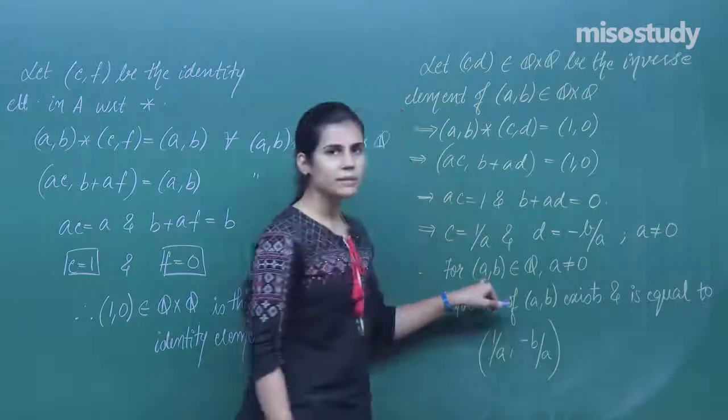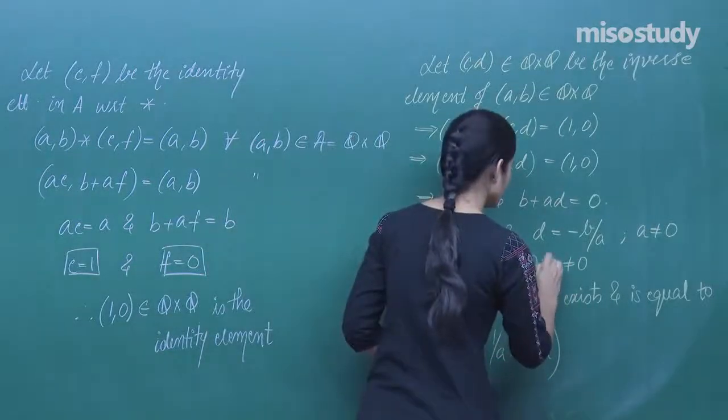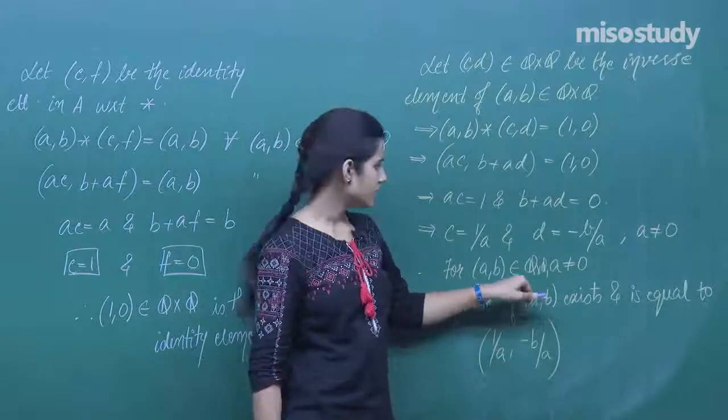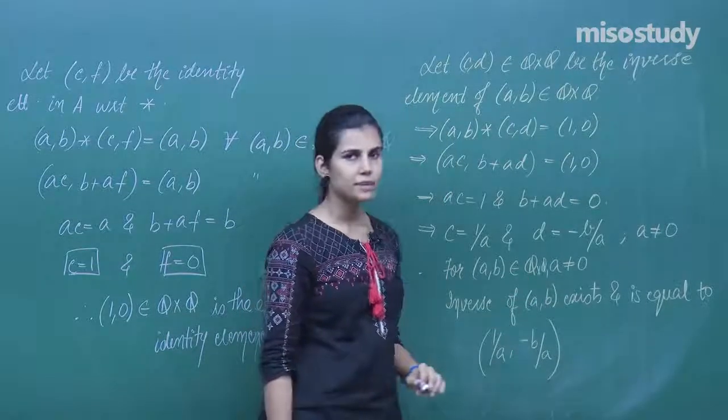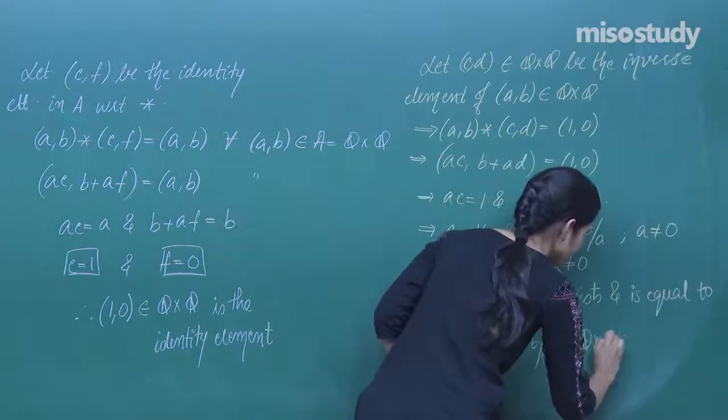Pick up any (A, B) in the set Q cross Q. This is in Q cross Q. Pick up any (A, B) in Q cross Q provided A is non-zero. Its inverse will be (1/A, −B/A), which also belongs in Q cross Q.